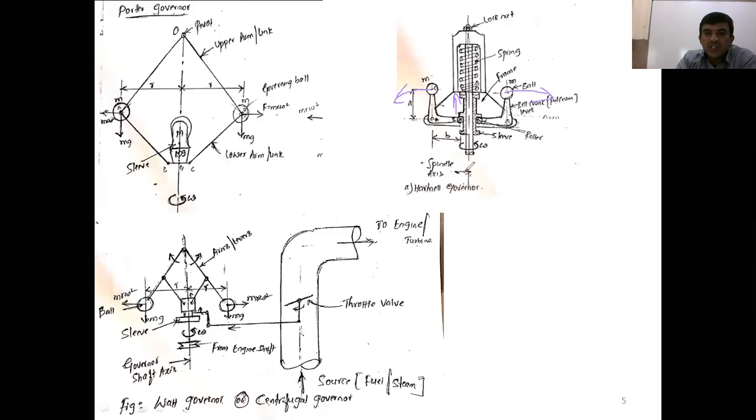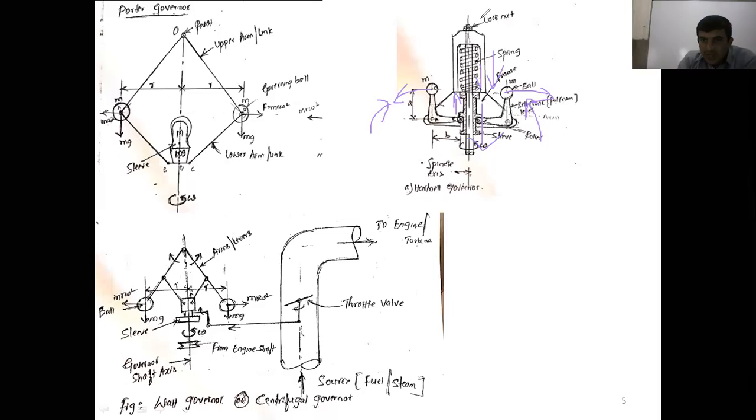When the speed reduces in the governor shaft axis, what happens? Now the bell crank lever moves in this direction, radially inward. The spring has already stored the potential energy, and now it will liberate it. Once the spring liberates energy and undergoes expansion, the sleeve moves downward. This is the way to control the engine speed within the specified limit, right?